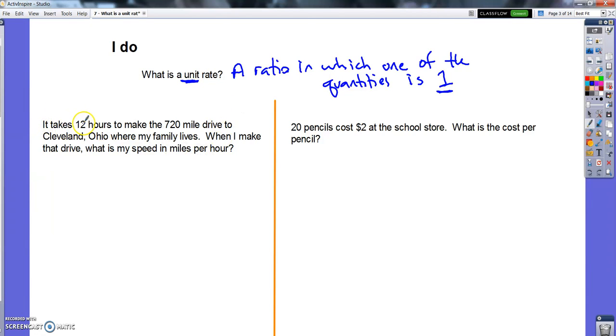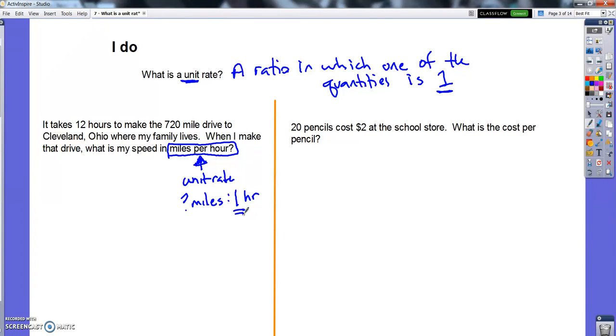So let's look at this example here. It takes me 12 hours to make the 720-mile drive to Cleveland, Ohio, where my family lives. True story. When I make that drive, what is my speed in miles per hour? Miles per hour is a measurement of speed, as you've probably heard when driving. Lots of times when you see the word per, that's a good sign that you're talking about a unit rate, because what I'm looking for here is how many miles in 1 hour. How many miles do I drive each hour, per hour?